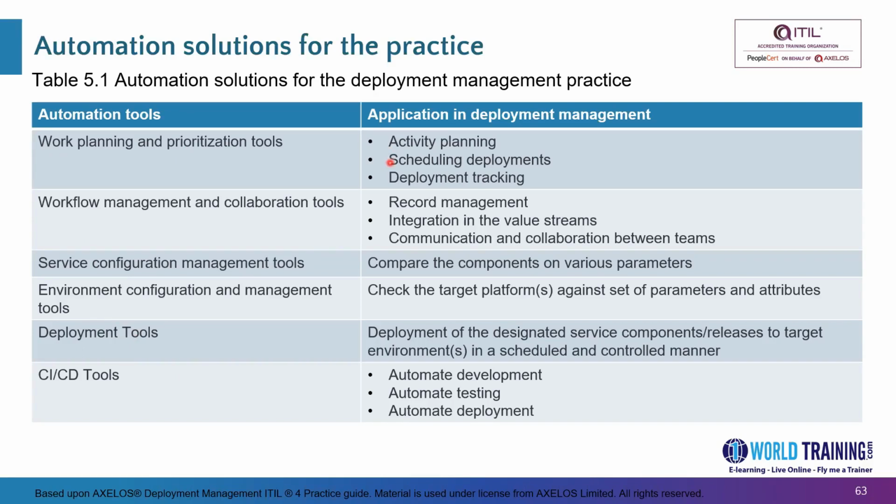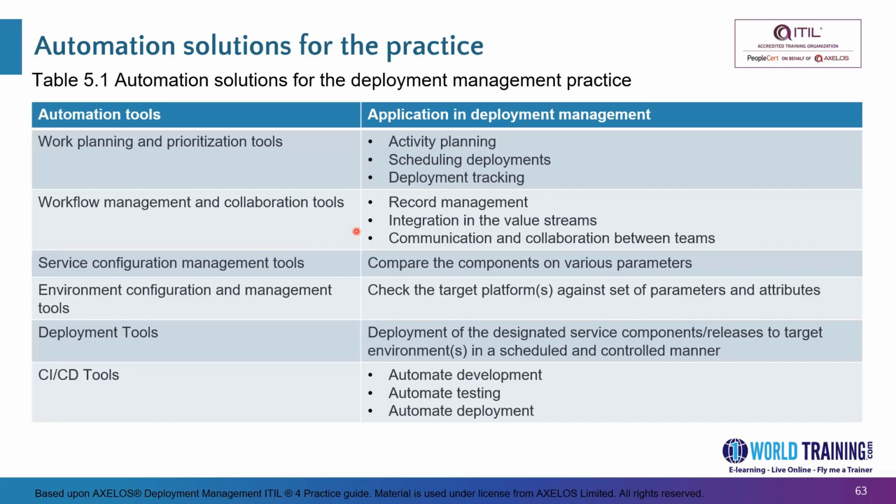So what does that really mean here? Work planning can mean the tracking. There can be notifications to team members regarding the progress of the deployment, notification of faulty deployments as well. And of course, we have the activity planning and the scheduling of deployments. The workflow management and collaboration tools allow the records management, integration into the value streams, and communication and collaboration between the teams.